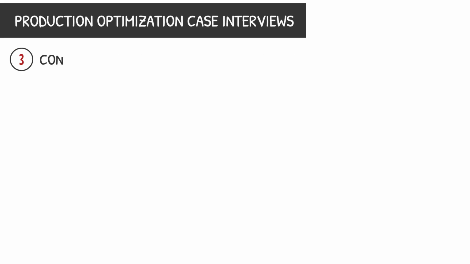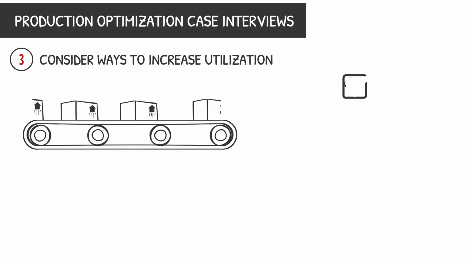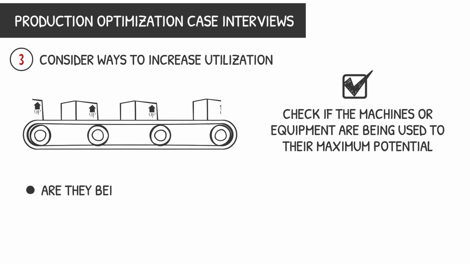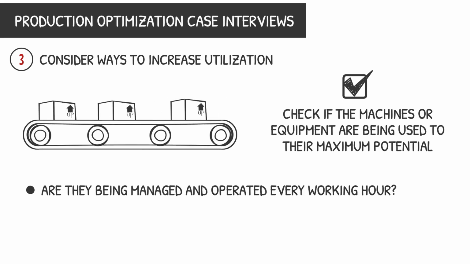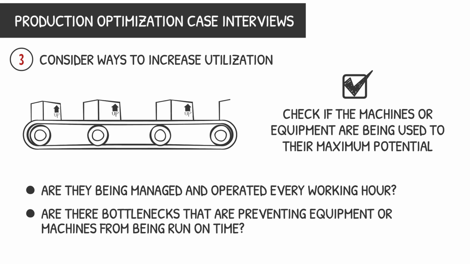In step 3, consider ways to increase utilization. The second way to increase production is to increase utilization. Check if the machines or equipment are being used to their maximum potential. Are they being managed and operated every working hour? Are there bottlenecks that are preventing equipment or machines from being run on time?